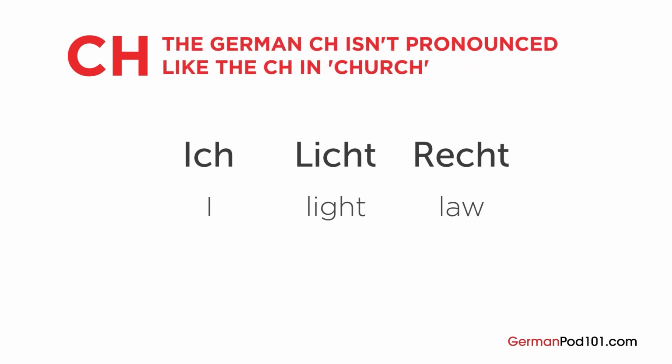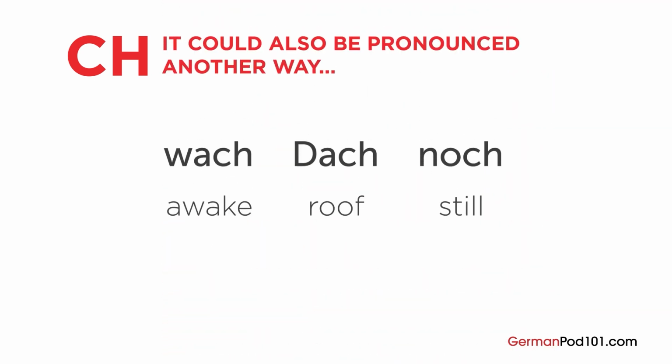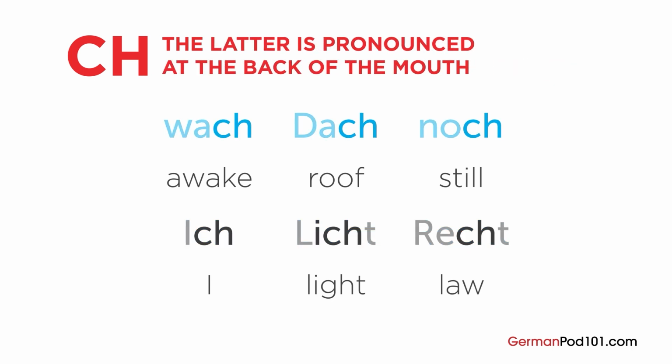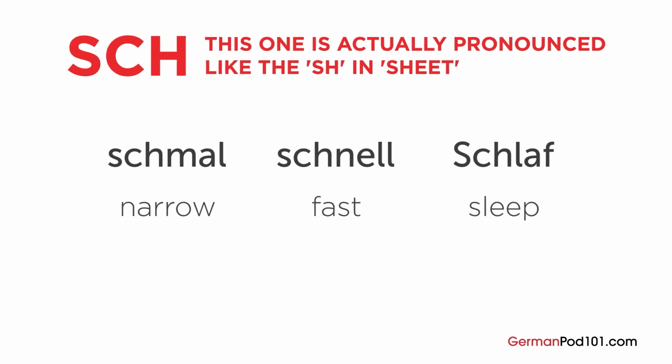The German CH isn't pronounced like the CH in church. Ich, Licht, Recht. It could also be pronounced another way. Wach, Dach, noch. The former is pronounced closer to the front of the mouth, while the latter is pronounced at the back of the mouth. Next is the SCH. This one is actually pronounced like the sh in sheet. Schmal, schnell, Schlaf.